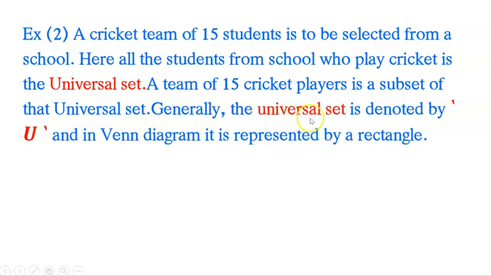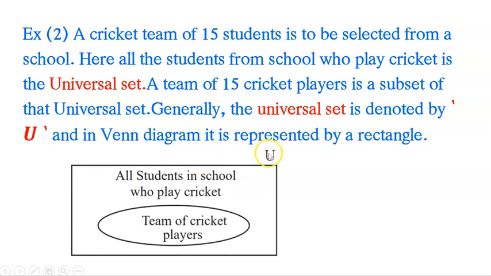Generally, the universal set is denoted by U, and in a Venn diagram, it is represented by a rectangle. Okay, this is the U, universal set. All the students in school who play cricket. U म्हणजे काय? All the students in school who play cricket. आणि ओव्हल शेप मध्ये आपण काय घेतलेले, टीम ऑफ क्रिकेट प्लेयर्स, यामध्ये फक्त 15 स्टुडंट्स असणार आहे. That is a team of cricket players. This team of cricket players is a subset of this universal set. Universal set means what? All the students in school who play cricket.